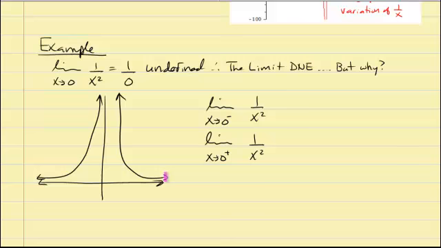So as I approach 0 from the right, this graph is going toward infinity. As I approach 0 from the left, this graph is also going toward infinity. Well, they agree. Therefore, the limit from the right equals the limit from the left. Therefore, the overall limit is infinity.